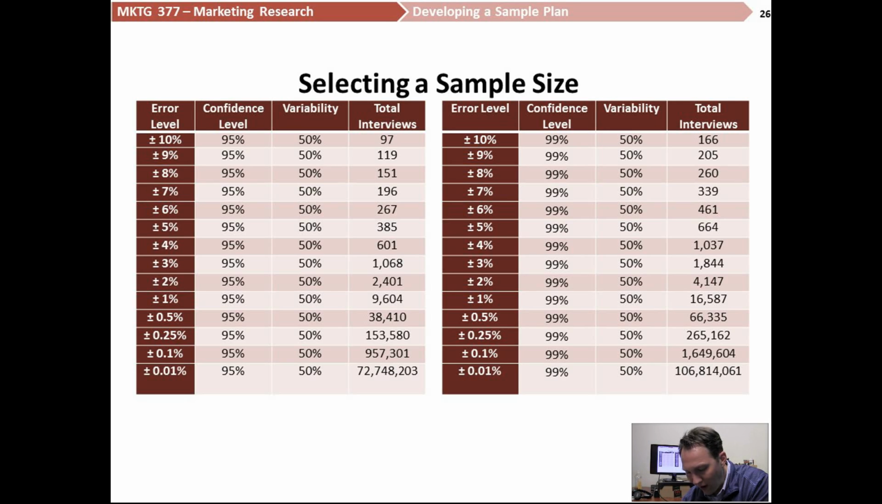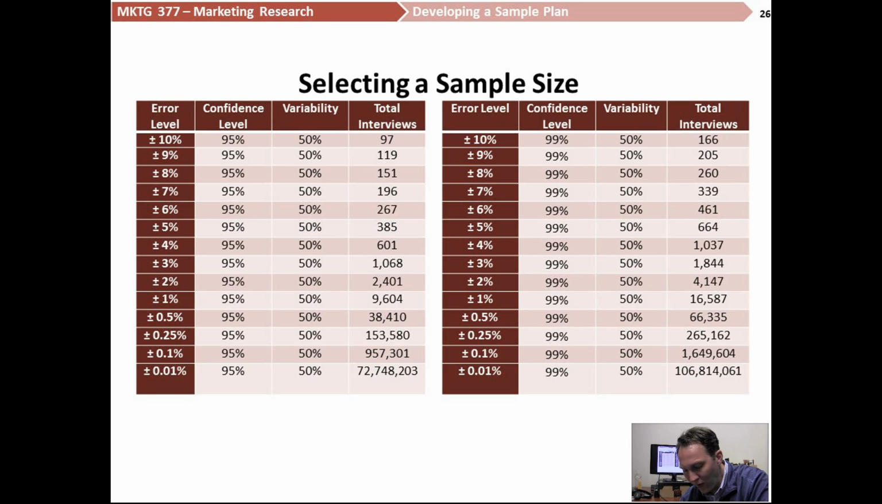For example, plus or minus 5%. I need 385 people at the 95% confidence level, but at 99% confidence level, I need 664, which basically means that I need almost double the amount of people I needed for that plus or minus 5% at 95%. So the 99% confidence level can mean that you need a lot more interviews. As you can see, if I want to really get down to a high level of accuracy, if I want a margin of error of 1%, I need to interview almost 10,000 people for my 95% confidence level, or almost 16.5 thousand people for a 99% confidence level.